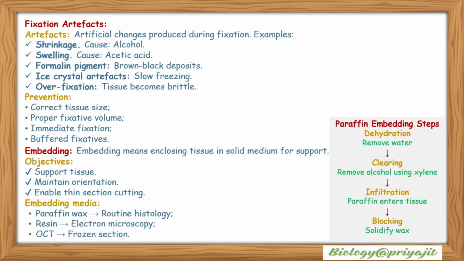Fixation artifacts. Artifacts are the artificial changes produced during fixation. Examples include shrinkage caused by alcohol treatment, swelling caused by acetic acid treatment, formalin pigment due to brown black deposits of formalin, and ice crystal artifacts due to slow freezing. Over fixation makes tissue brittle. So how can you prevent these? Use the correct tissue size, proper fixative volume, immediate fixation, and buffered fixatives.